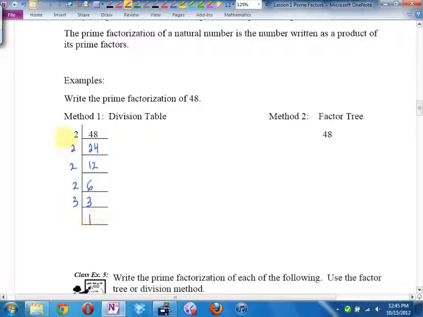1. Here is your prime factorization. How many 2's do you need grand total? Count them. 4. How many 3's do you need? 1. 48 is 2 to the 4th times 3 to the 1. Am I going to bother writing the to the 1? No.